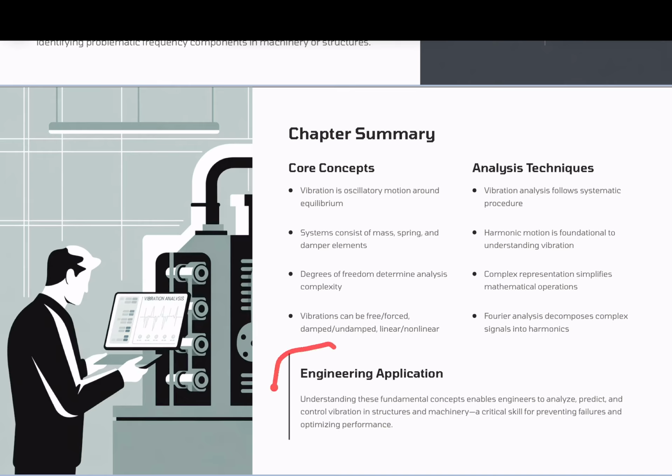Finally, why is this important? Because understanding vibration is essential in engineering practice. It allows us to analyze, predict, and control vibration in a system. From car suspensions to aircraft wings to buildings, controlling vibration prevents failures, improves safety, and optimizes performance.